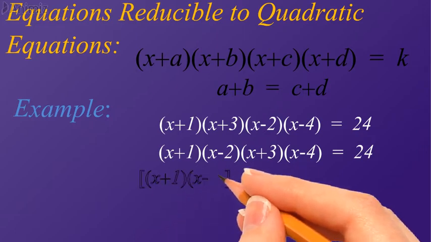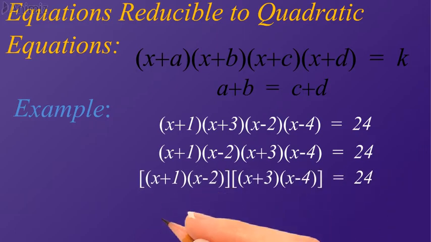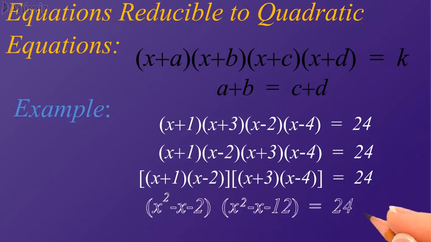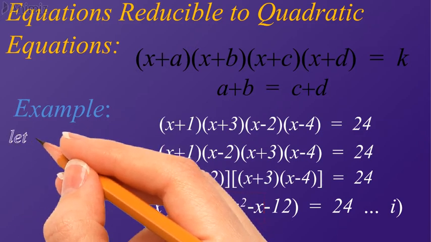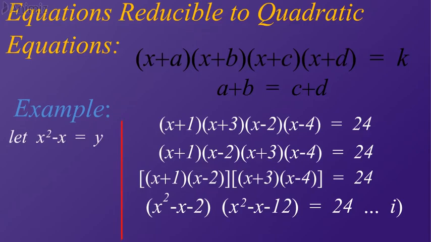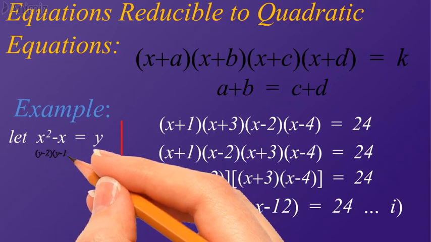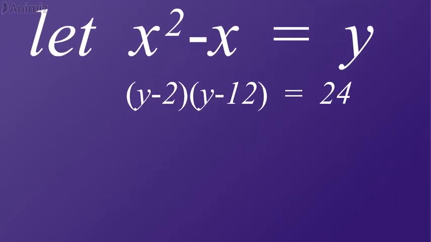Now we will multiply those factors whose constant sums are equal. Therefore multiplying x plus 1 with x minus 2, and multiplying x plus 3 with x minus 4. Here we see that the first two terms in both of the factors are the same, which are x square minus x. Therefore, putting x square minus x is equal to y. After putting the values, equation 1 becomes y minus 2 into y minus 12 is equal to 24.